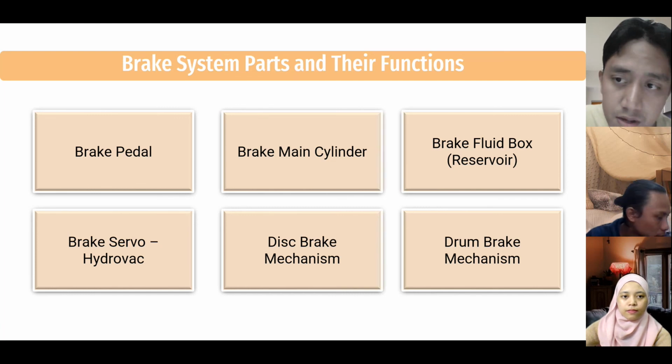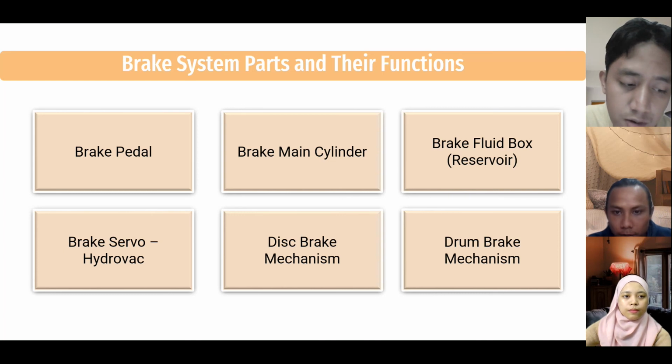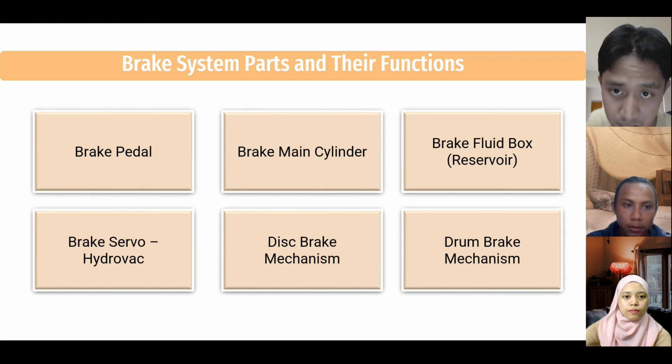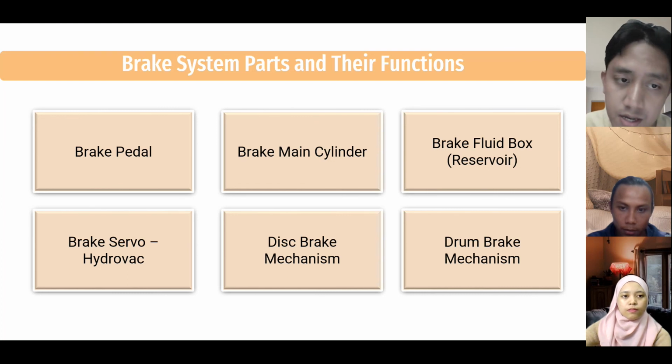Next, brake main cylinder. The brake main cylinder converts the thrust power from the brake booster into hydraulic pressure in the brake main cylinder. Next, the third one is the brake fluid receiver. The brake fluid box is a single item that is located just above the brake main cylinder. It holds the brake hydraulic oil, and the oil required by the braking system is drawn from here. The fourth is the brake servo hydrovac, disc brake mechanism, and drum brake mechanism.